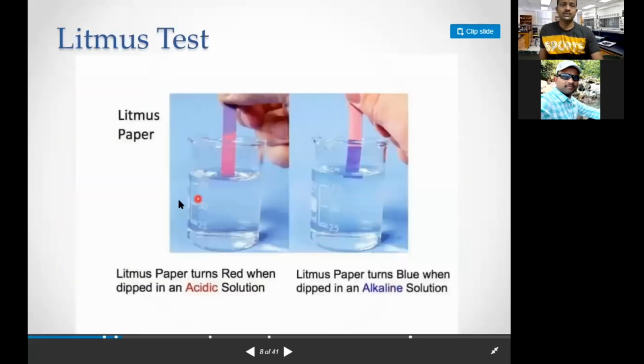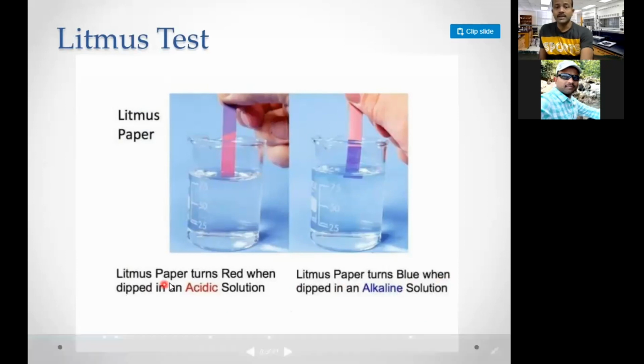Next one. So you see this is the blue litmus paper, right? The blue litmus paper changes to red when you dip it in the acidic medium. So litmus paper turns red when it is dipped in the acidic solution. Now you take red litmus paper. When you dip the red litmus paper in the basic medium, its color changes into blue. Means the litmus paper turns blue when dipped in alkaline solution. Litmus paper turns red when dipped in acidic medium.